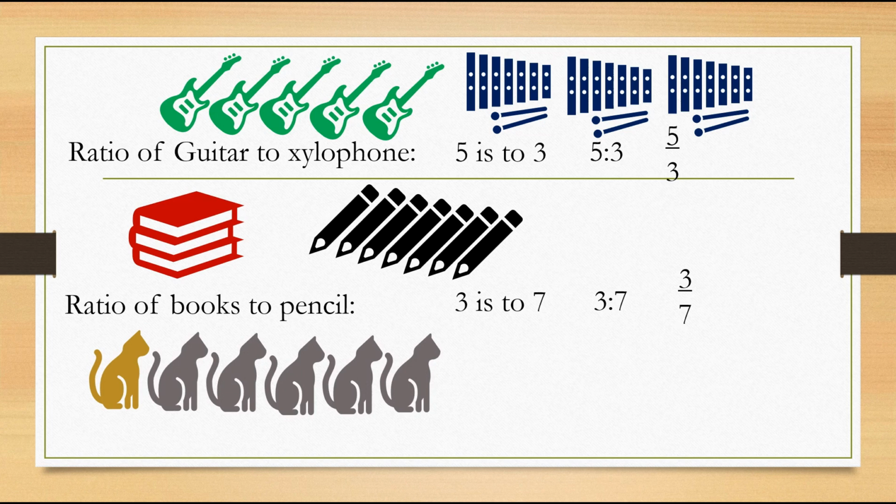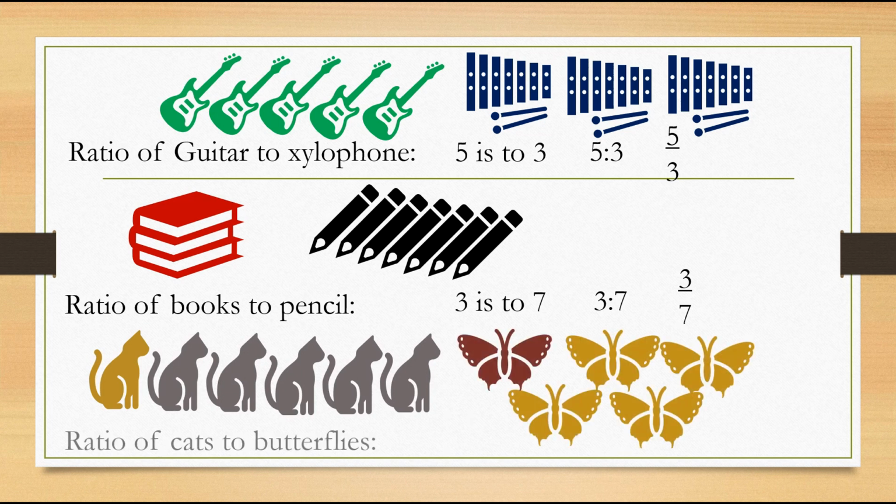We have another example. Ratio of cats to butterflies. How many cats do we have? We have 6. Then, we have 5 butterflies. So, that is 6:5. In colon, we write it as 6:5. In fraction, ayan, yun kung paano natin siya isinusulat. Nagkakaintindihan tayo dyan. So, when we say ratio again, it is a comparison of 2 or more quantities.